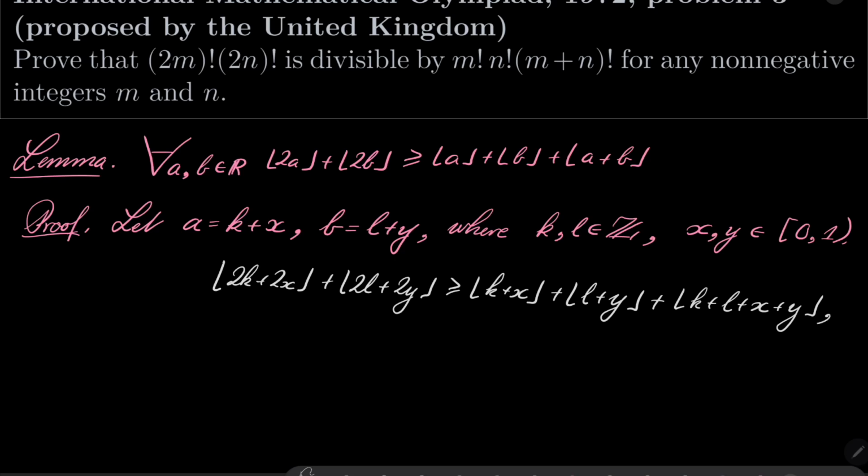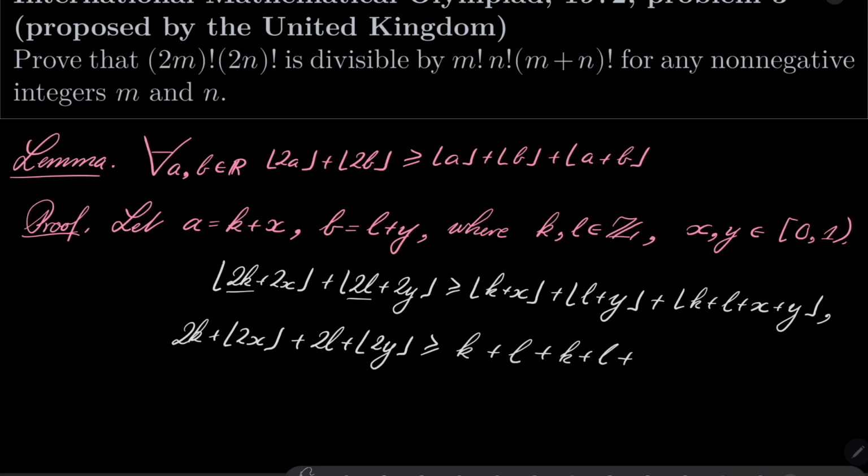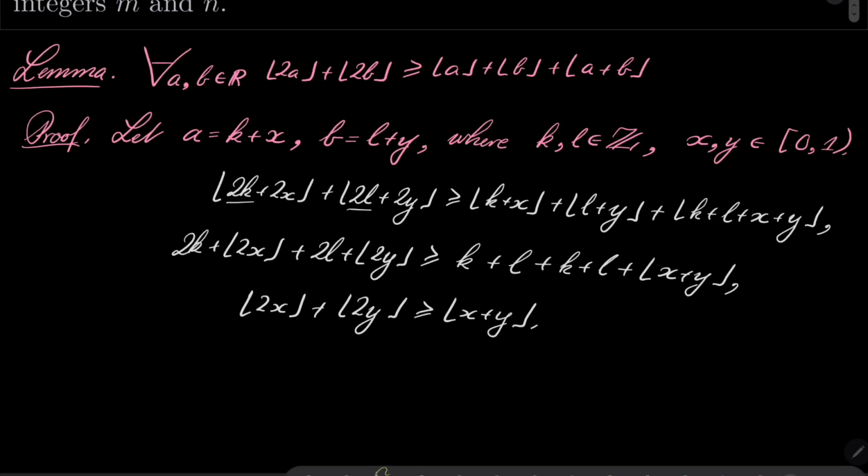Alright, and now notice the following: 2k, 2l, k and l are integers. We can put them outside of our floor. And here also notice that floor of k plus x is just k, and floor of l plus y is just l, plus k plus l plus floor of x plus y. Alright, and after some cancellations, floor of 2x plus floor of 2y should be greater than or equal to floor of x plus y. And now, to prove it, I will consider 3 cases. Or maybe, you know what, no, I will do it graphically.